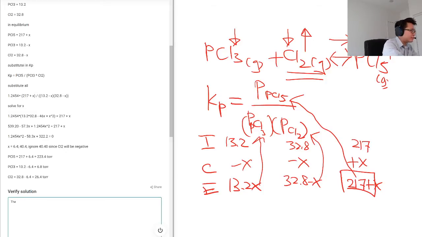Okay, so my comment for this question and solution is that the solution is correct. However, the solution is kind of confusing.